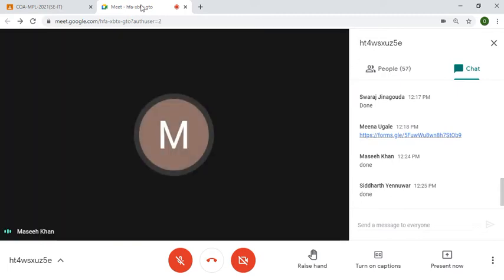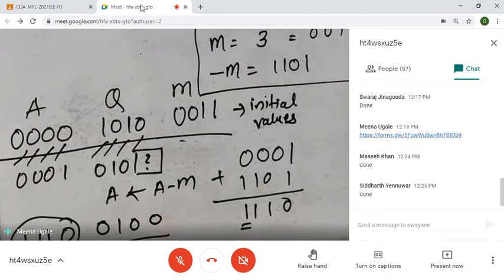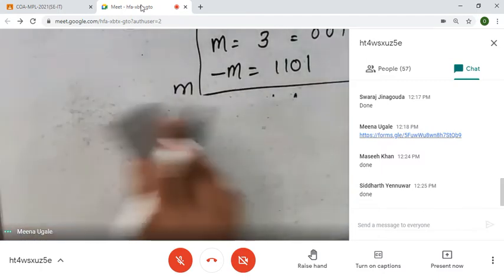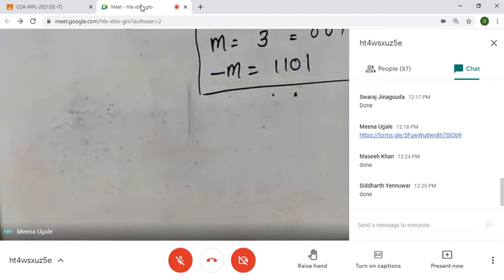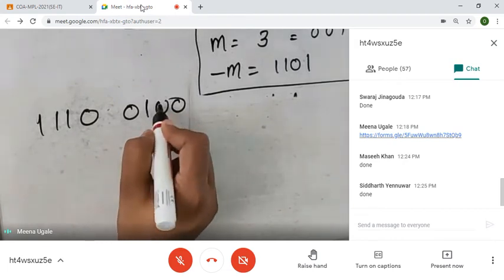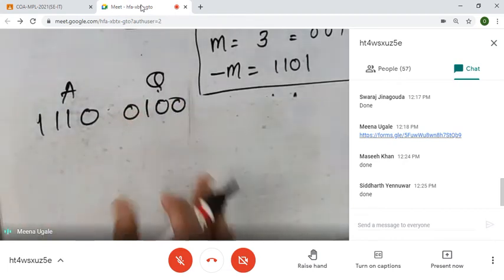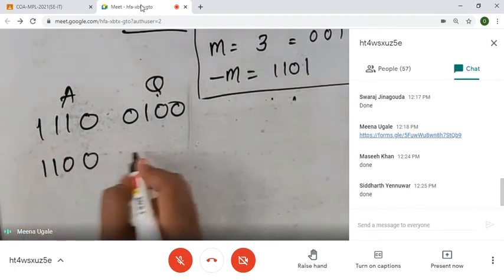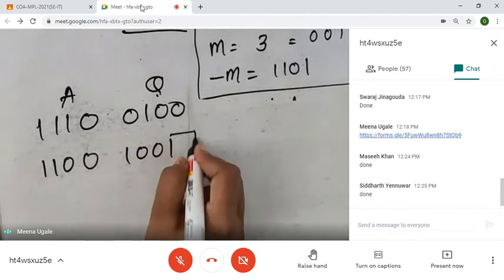No. Sorry, it is no. So first what should I do? I should left shift. Shift you have to do anyway, only then will you do A plus M. I'll just clear the board. I'll first write down the cycle result. 1 1 1 0 0 1 0 0, A and Q. I should left shift 1 1 0 0 1 0 0 and then question mark.